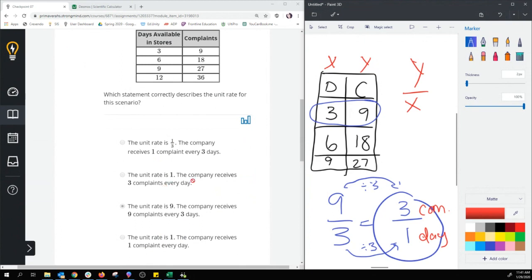Okay, so when you read through these answer choices, which one correlates with what we have here? When we said our unit rate was they get 3 complaints after 1 day. I see, Dawson says the second one. Natalie, do you agree or do you disagree? Agree. I agree as well. So this technically should say the unit rate is 3. The company receives 3 complaints every day.